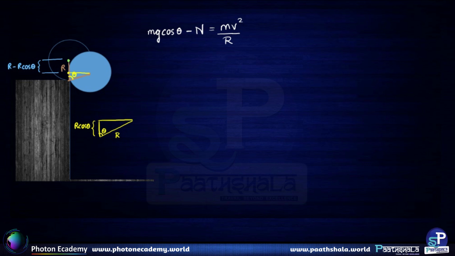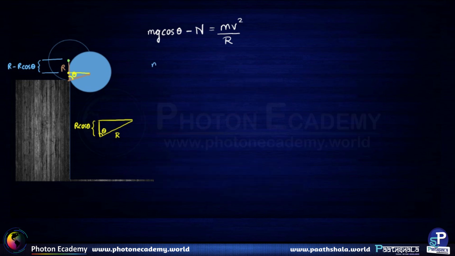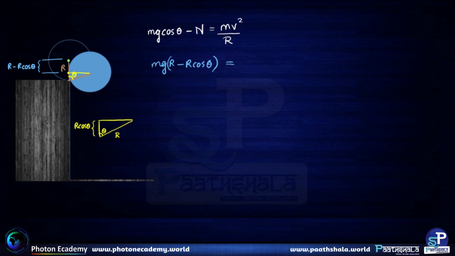So the loss of potential energy is going to be mg(r minus r cos theta). So this is going to be the loss of potential energy. Alright, so by energy conservation, we can simply say that this is going to be equal to the gain in kinetic energy.